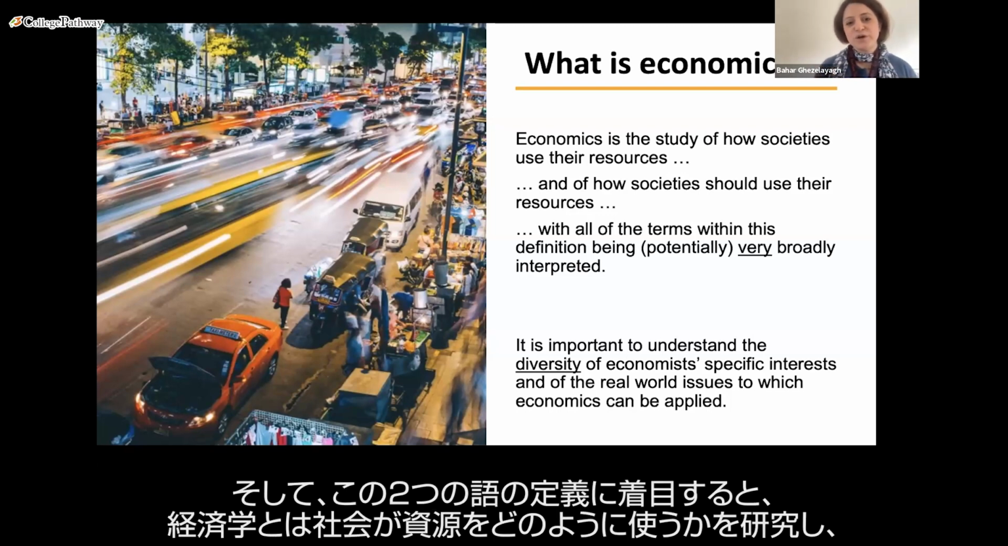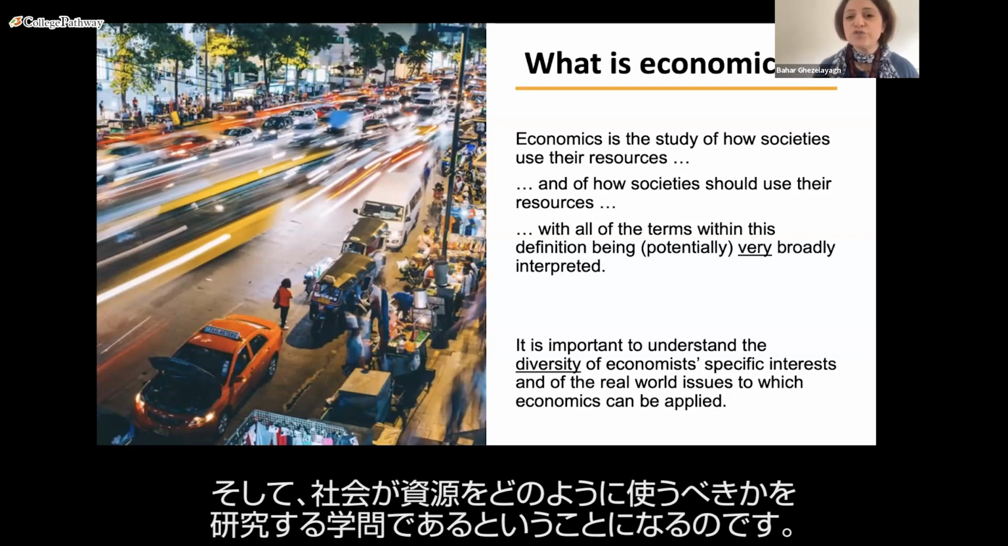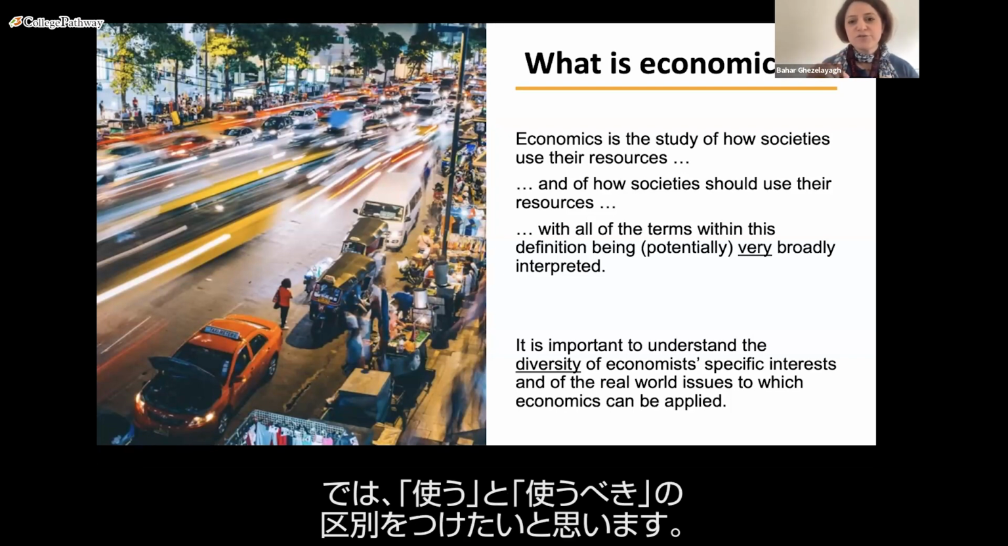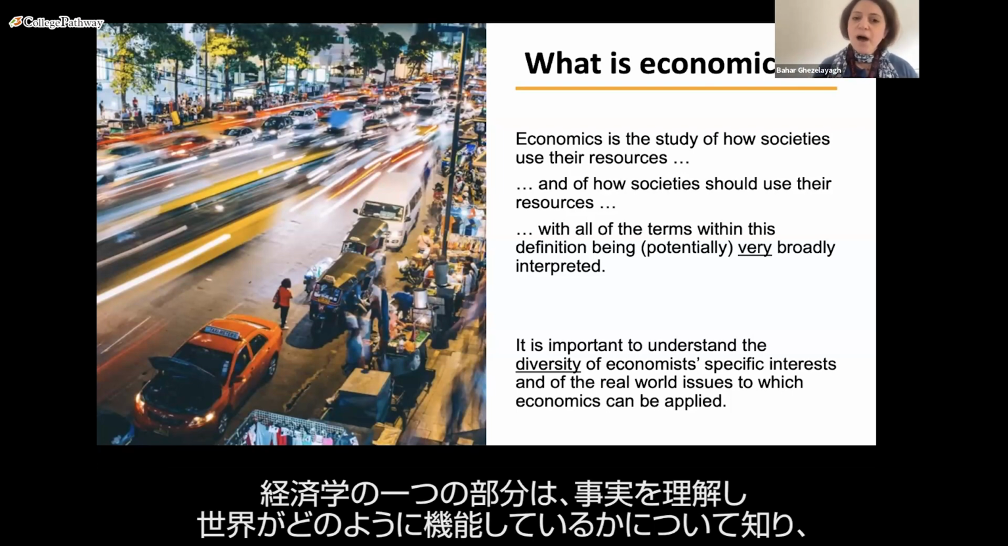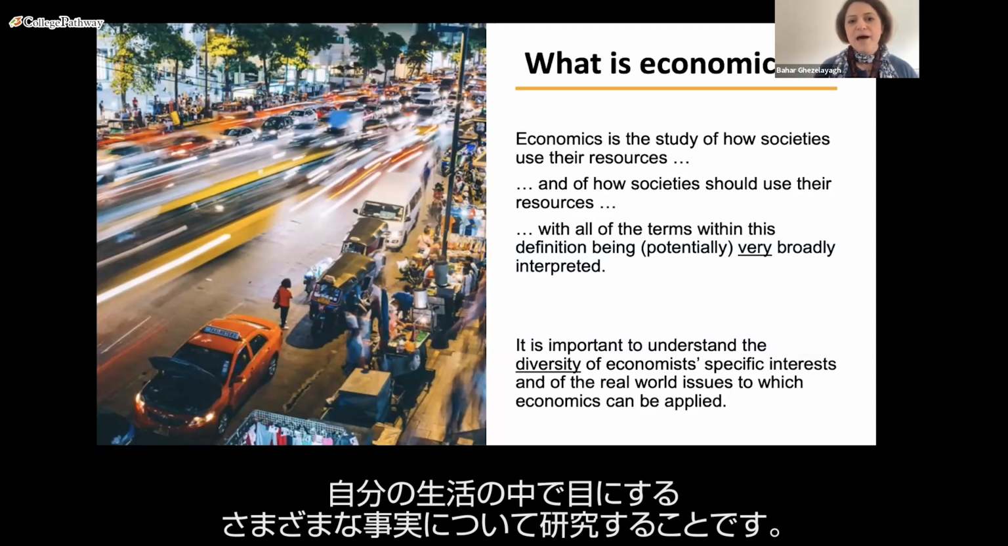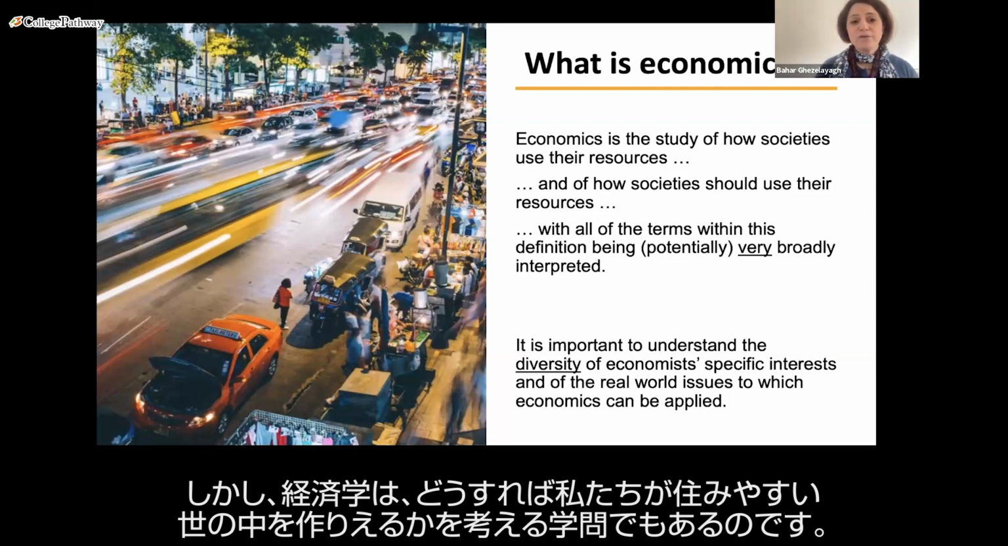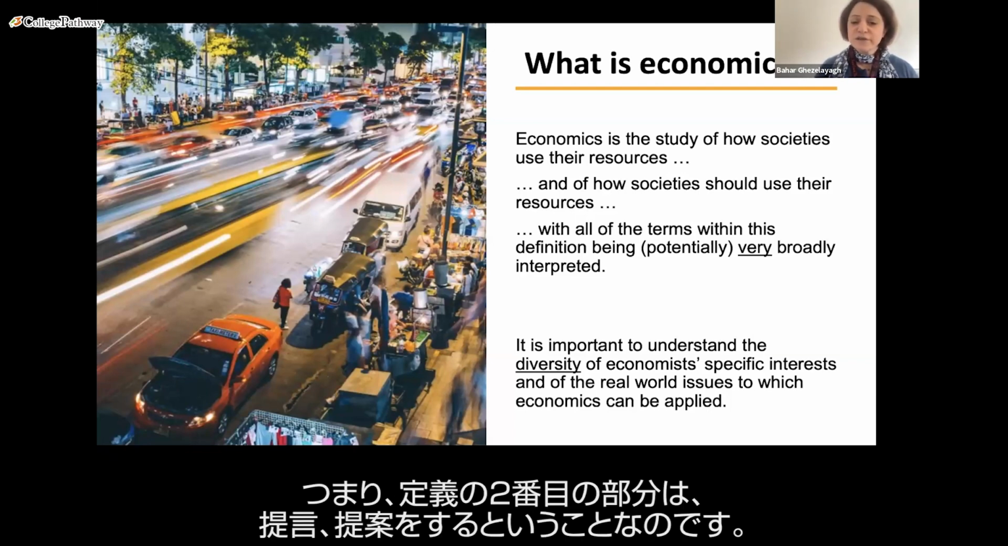Then if you pay attention to the two different types of definition, we have economics as a study of how societies use their resources, and then how societies should use their resources. So I want to make a distinction between using and should be using. So part of economics is about understanding the facts, knowing about how is it that the world works the way it does, investigating about different facts that you see in your life. But economics is also about thinking about how we could make the world a better place for us to live in. So the second part of a definition is about making recommendations, making suggestions.